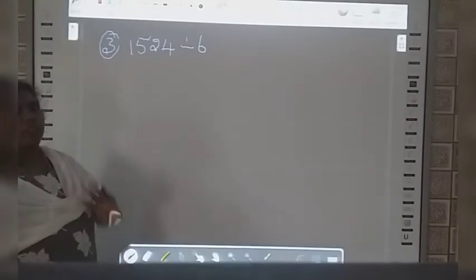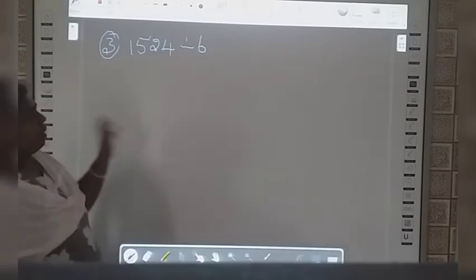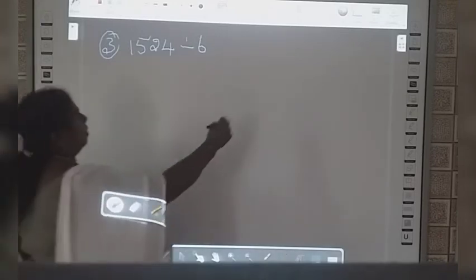See the next example. The dividend is 1524 and the divisor is 6. Okay. So here we are going to use which table? The 6th table. Right? Write it here.